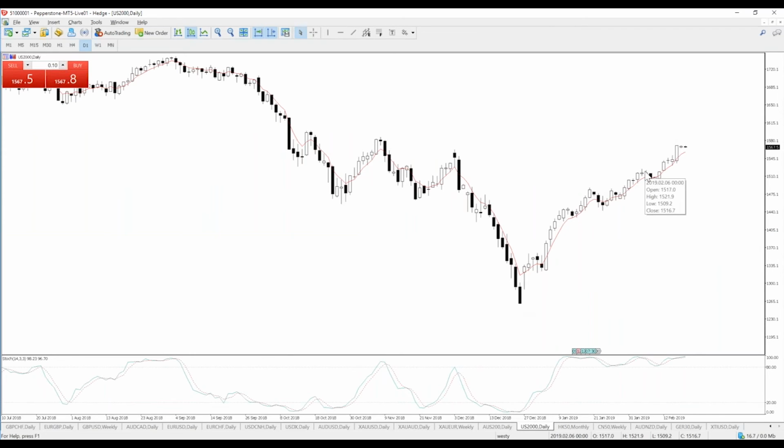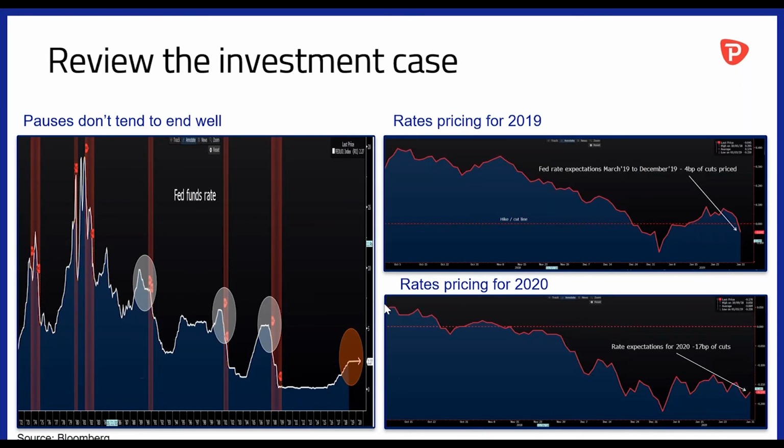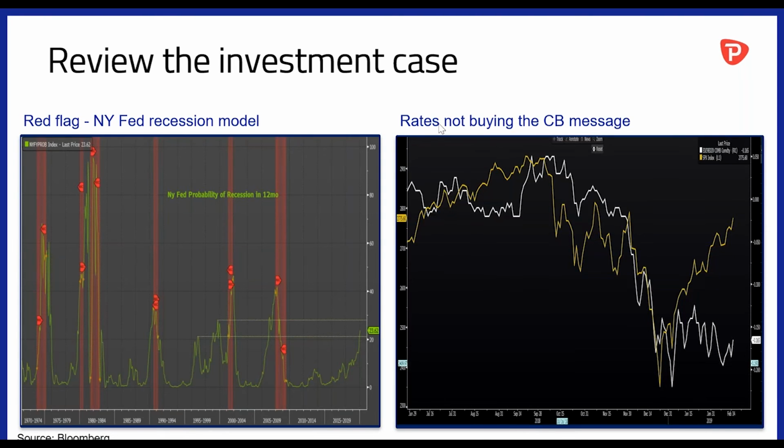I'm thinking to myself, can this continue? Well, perhaps it can. I mean, there's so much cash on the sidelines, this fear of missing out, positioning situations. Equity markets can move higher in this situation, and we're testing some key levels. But that is very much an equity story. If I go to this chart here, the rates market's not buying it. It's not buying it at all.